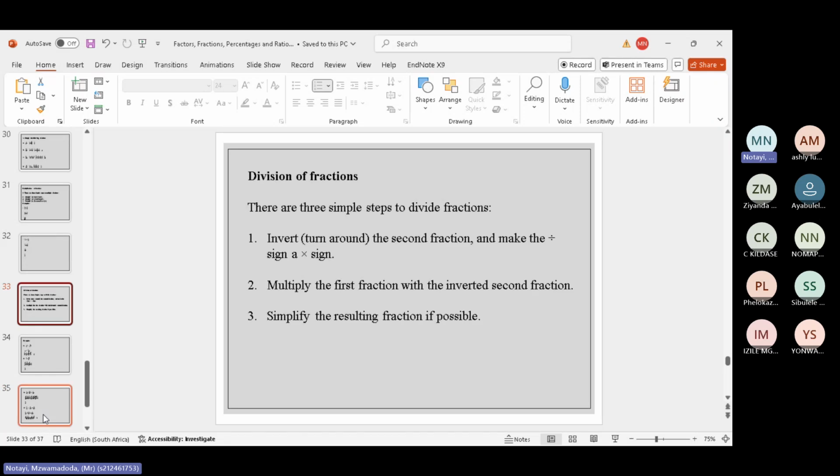Okay, next is the division of fractions. So there are 3 steps to divide fractions. So you invert, that is you turn around the second fraction, and make the division sign a multiplication sign. Then you multiply the first fraction with the inverted second fraction, and simplify the resulting fraction if possible. Let's have a look at the examples.